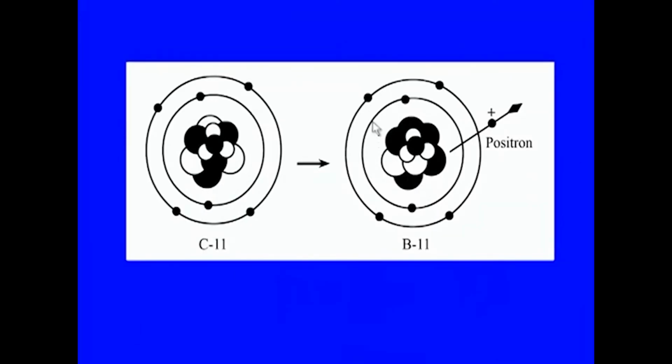If you see the figure which shows the positron emission, there are a number of protons and neutrons, and the number of protons decreases here, and there is an emission of a positron or positively charged particle. So, C11 is converted to B11 here, that is carbon 11 to boron 11.